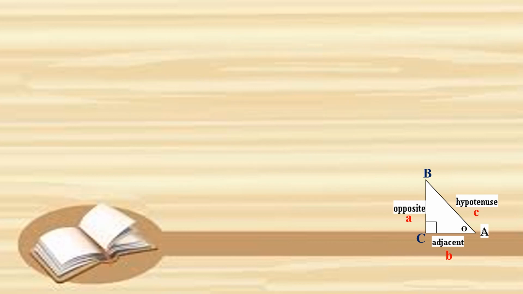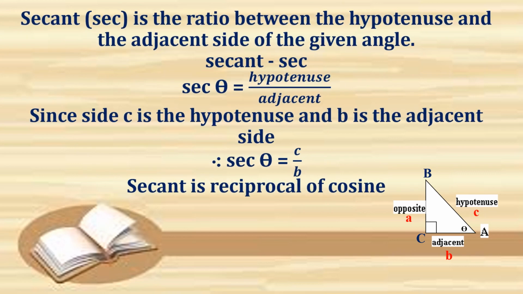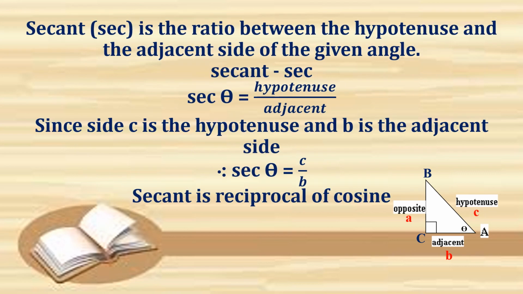The reciprocal of cosine is the secant, or that is written as sec. It is the ratio between the hypotenuse and the adjacent side of the given angle. So we're going to use the formula secant theta is equal to hypotenuse over adjacent. Since side C is the hypotenuse and B is the adjacent side, therefore, secant theta is equal to C over B. Secant is the reciprocal of cosine.